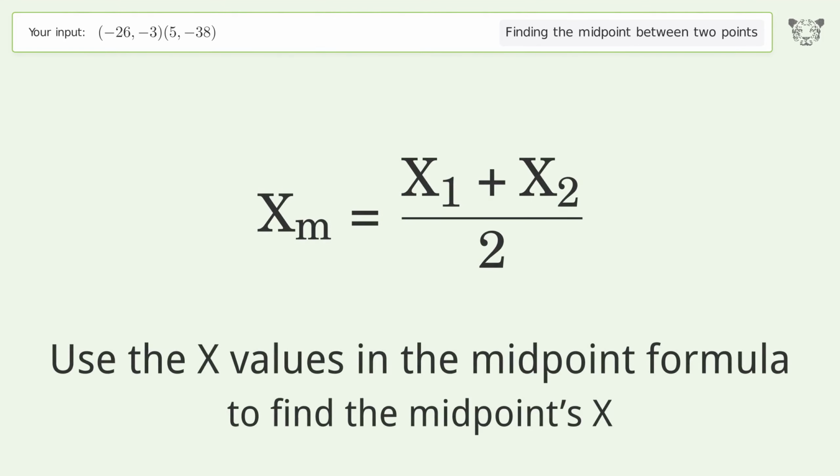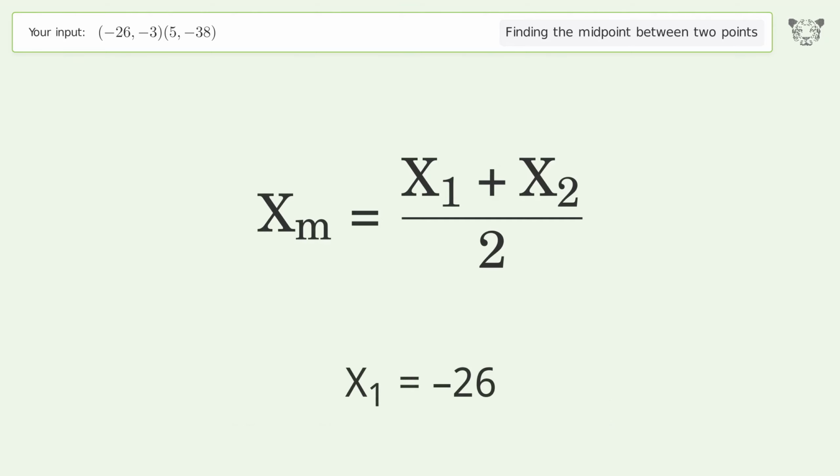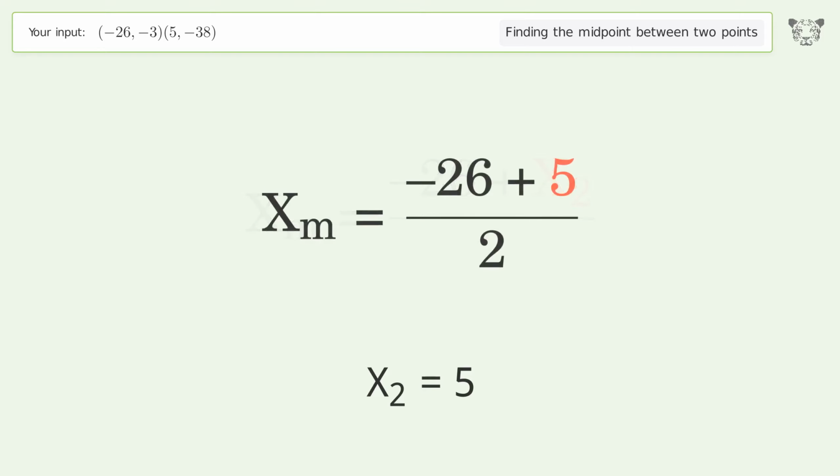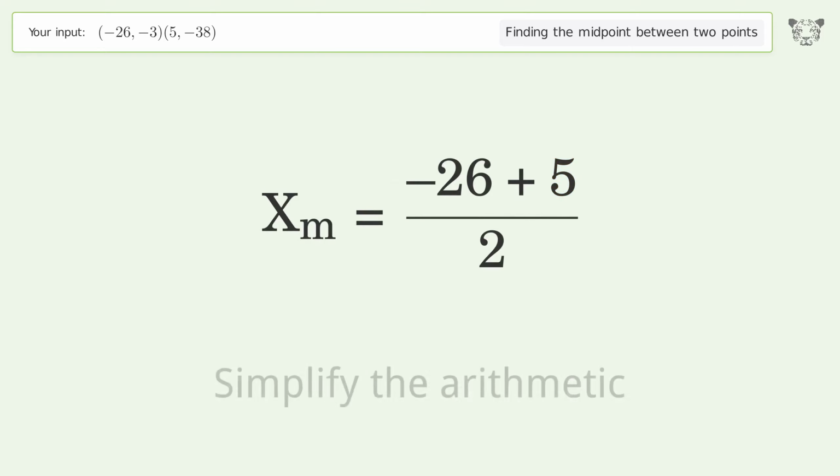Use the x values in the midpoint formula to find the midpoint's x. x1 equals -26. x2 equals 5. Simplify the arithmetic.